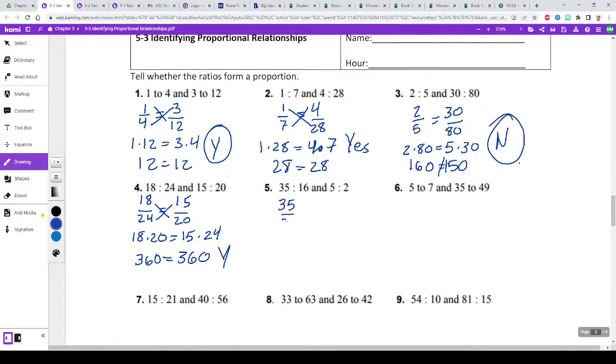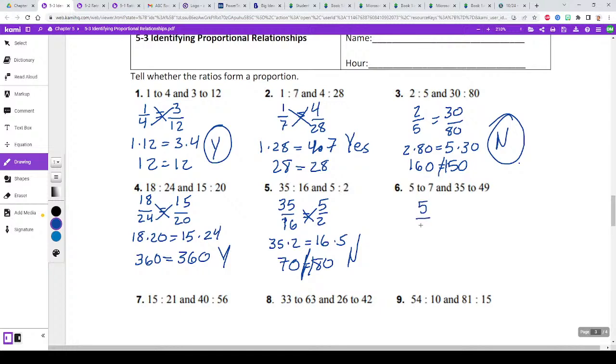35 over 16 equals 5 over 2. This isn't going to work. 35 times 2 equals 16 times 5. That's 70 equals 80. That's not true. This is a nope. Big fat nope.